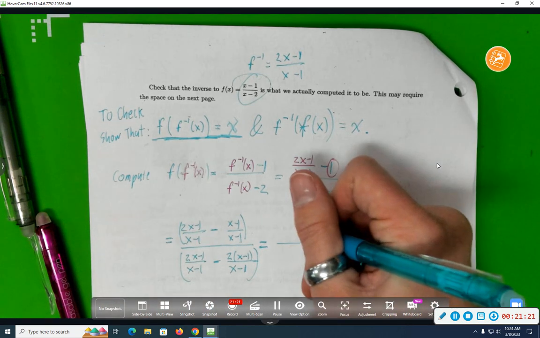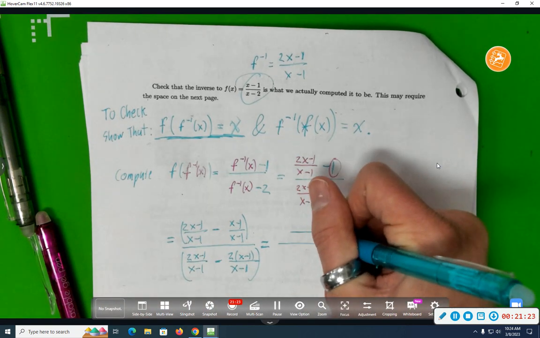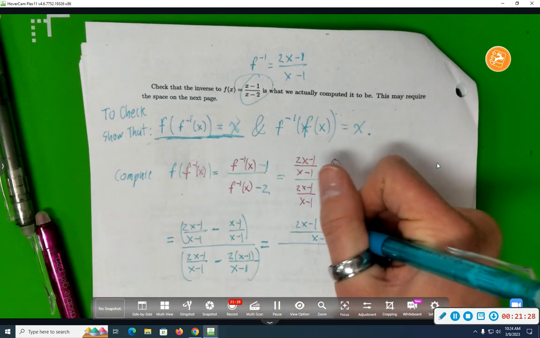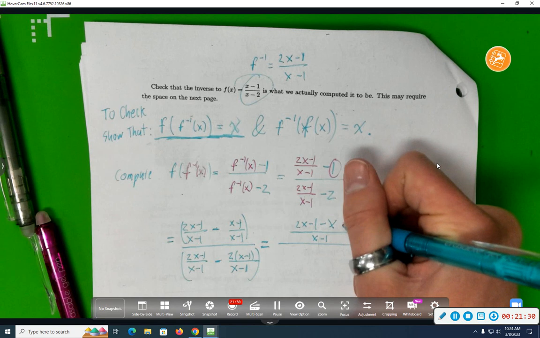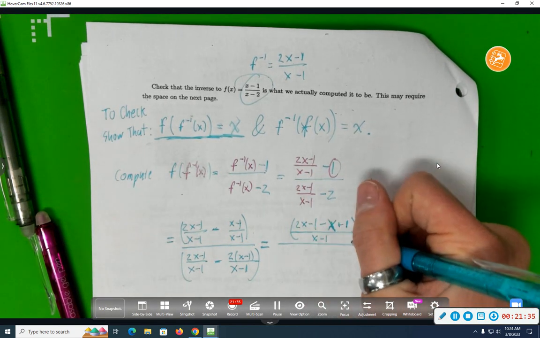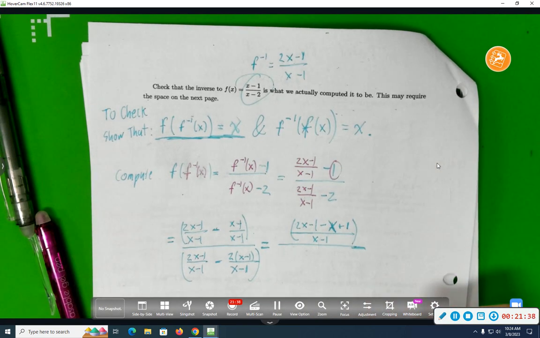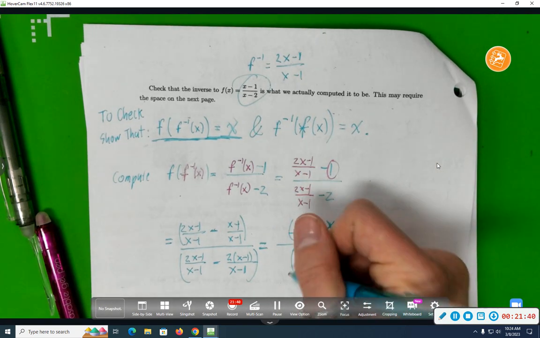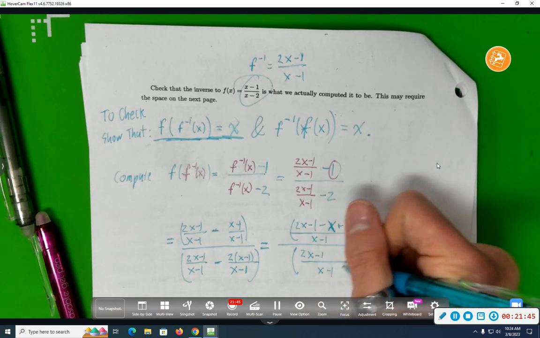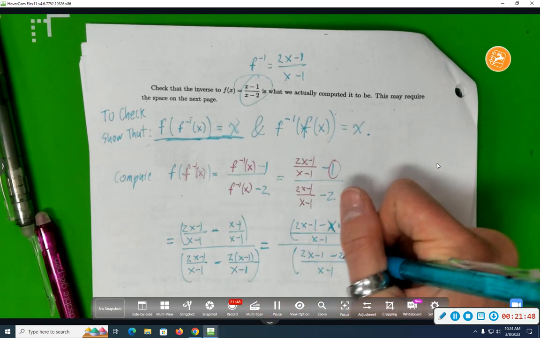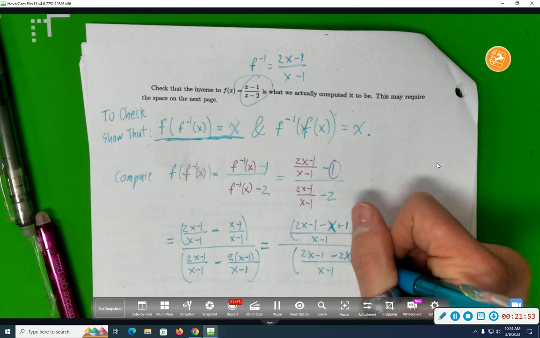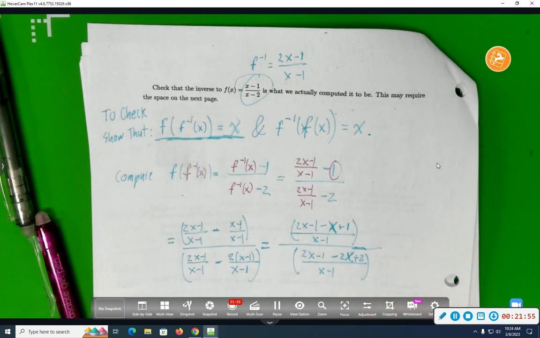So in the numerator, I'll see a bunch of stuff over x minus 1, namely 2x minus 1 minus (x minus 1) plus 1. So there's some distributing that minus sign. Put some parentheses around it so I can tell where the big fraction bar actually goes. In the denominator, 2x minus 1 all over x minus 1 minus 2x minus 2 times minus 1 is plus 2. Feel pretty good so far?